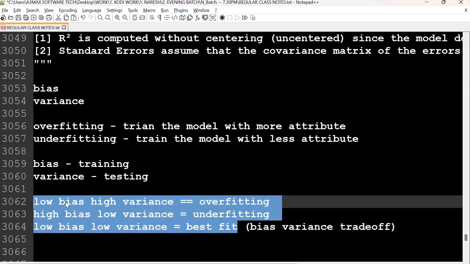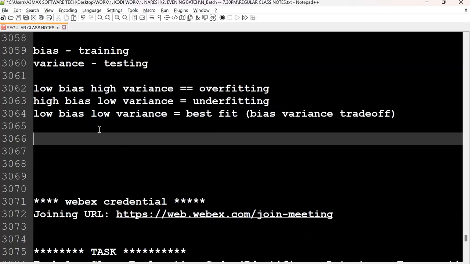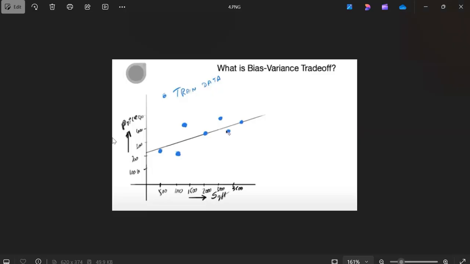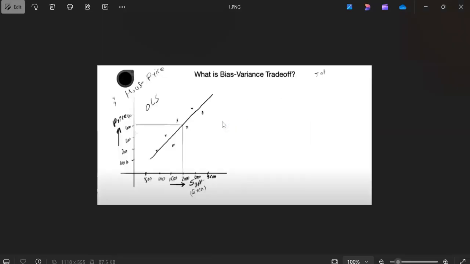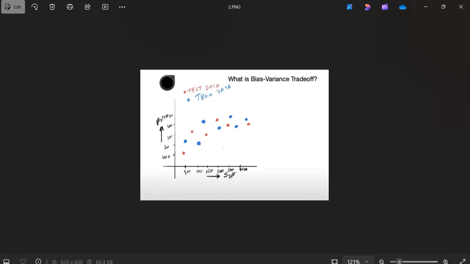Guys, are you getting my point? Now let me tell you. I'll repeat again. Just listen to this one more time. Data is split into 2 parts, training part and testing part. We build the model with the training. That means low training error, low bias, correct? And high variance. This is called overfitting.